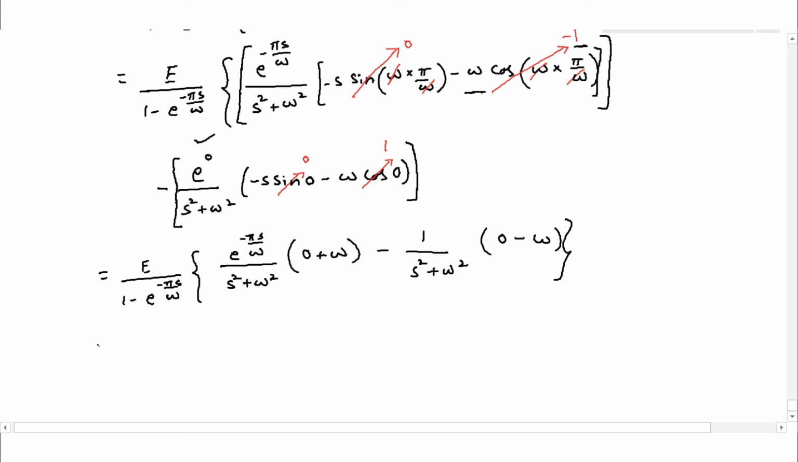Further, let us try to simplify this expression. You have e divided by 1 minus e power of minus pi s by omega.